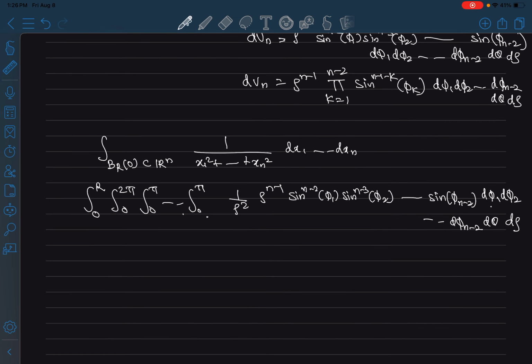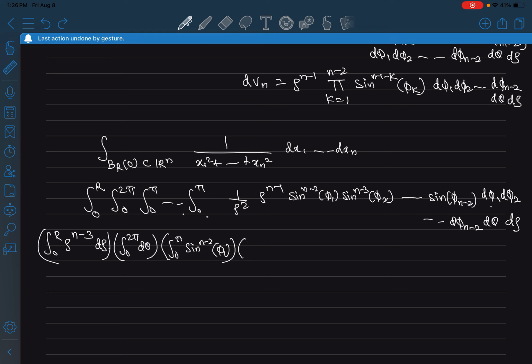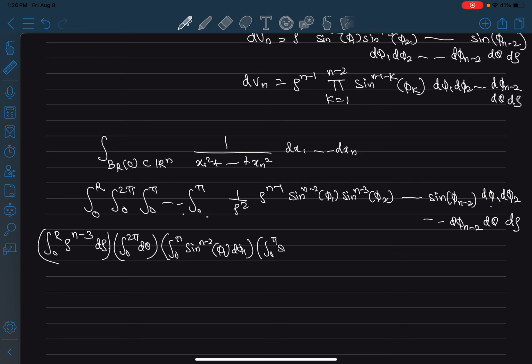Okay, now using Fubini's theorem, we can do them just one by one, right? So from 0 to r, we have rho to the power n minus 3 d rho. The next integral, we have 0 to 2 pi of d theta. Next one, we have 0 to pi of sine to the power n minus 2 phi 1, and then d phi 1, I forgot d phi 1. And then from 0 to pi sine to the power n minus 3 phi 2 of d phi 2, and then again from 0 to pi. I mean, it's the same thing, right?